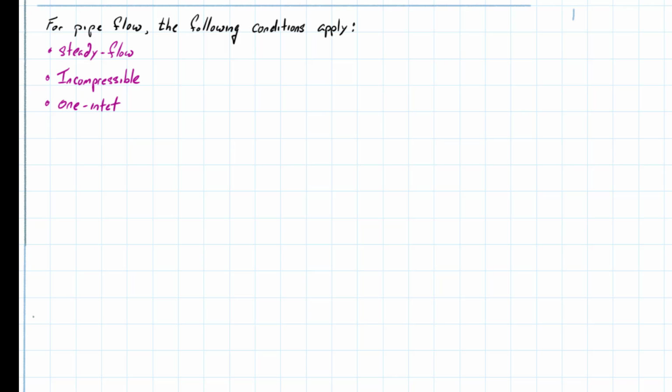Our goal now is to recast the control volume form of the energy equation such that it applies specifically to pipe flow. So for pipe flow, the following conditions are going to apply. We're going to assume steady flow, the fluid will be incompressible, there will be one inlet and one outlet, and there's going to be no heat transfer across the control surface. The control surface being the wall of the pipe.